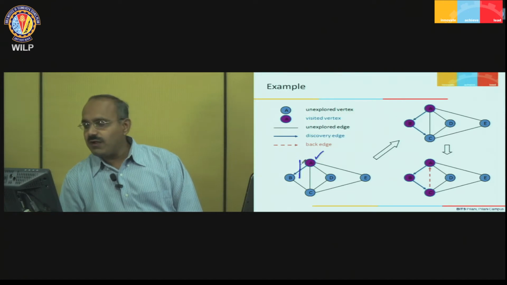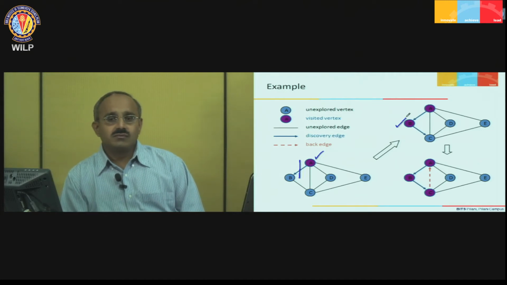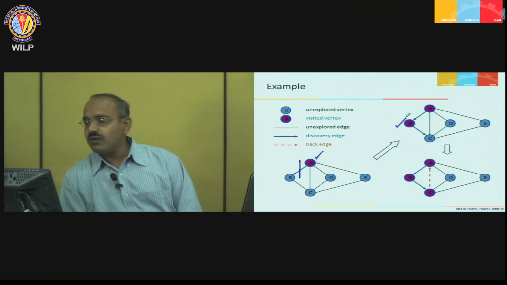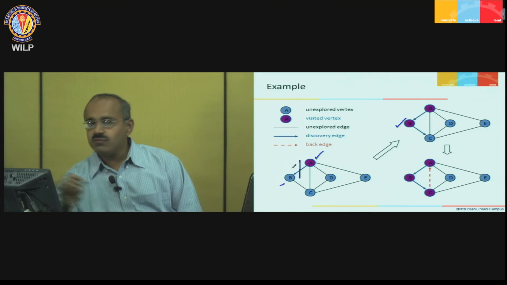Now, as we traverse that, we reach B, which we know is unexplored. So, we mark it as now visited. So, once we reach B, we mark it as visited; initially B was not explored.